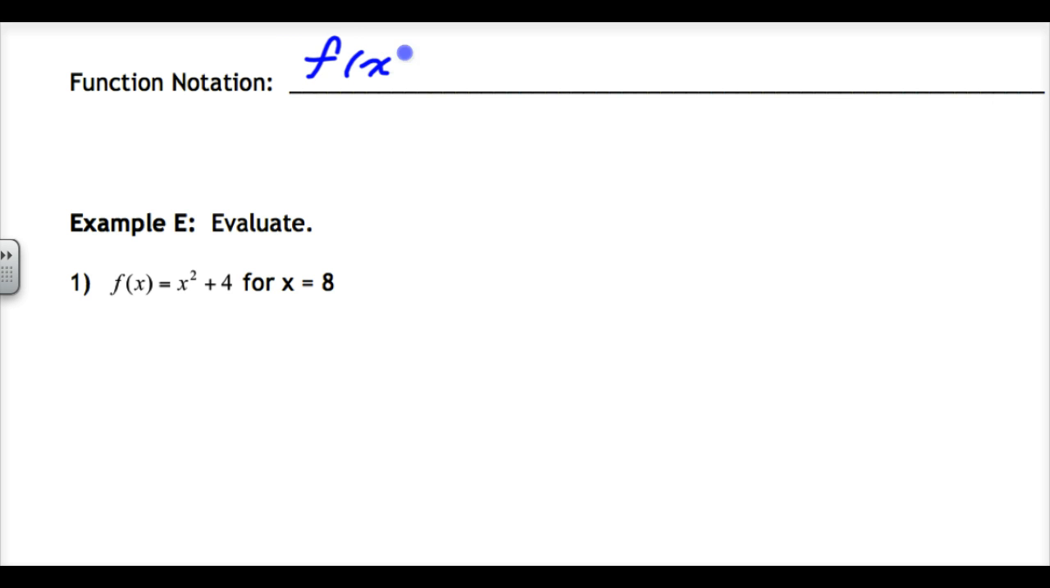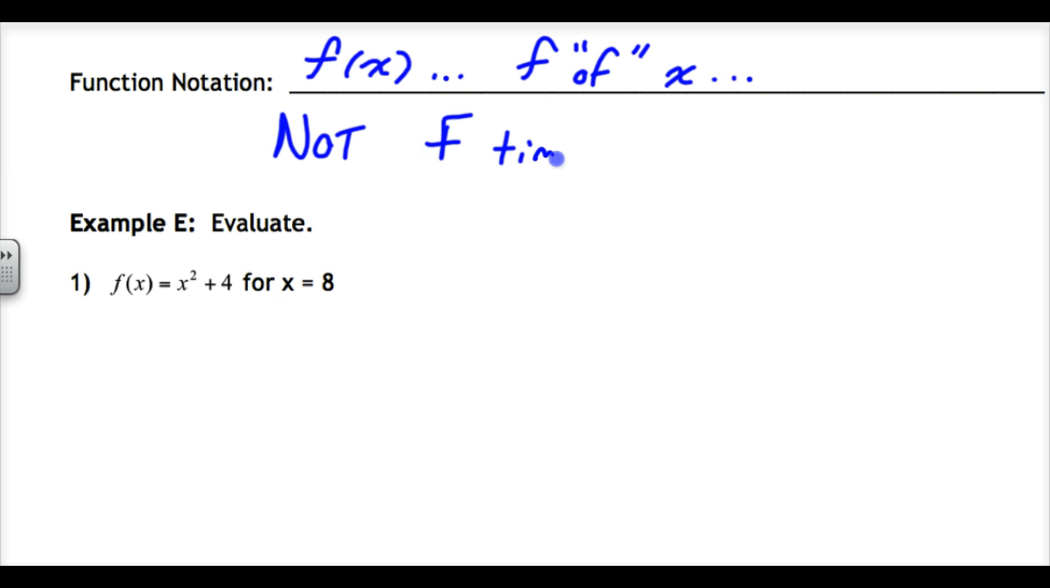I've got one last thing here, guys. It's called function notation, and we read it f of x. It's written like that, f parentheses x. It's f of x. It is not, absolutely not f times x. Okay, we're not multiplying anything here. F of x is a fancy way to write y. It's just function notation of y.